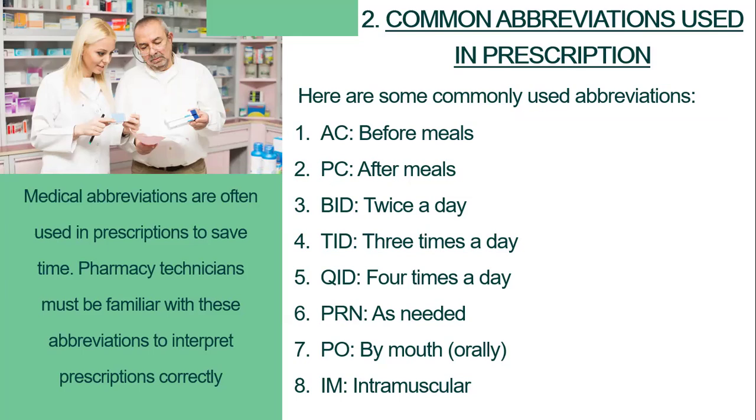Then you can equally see some of those drugs that will say PC, after meals, BID, twice a day, TID, 3 times a day, QID, 4 times a day, and all this. There are things that, thank God, you are going to have. There are abbreviations that are very, very important when you are actually giving these drugs.